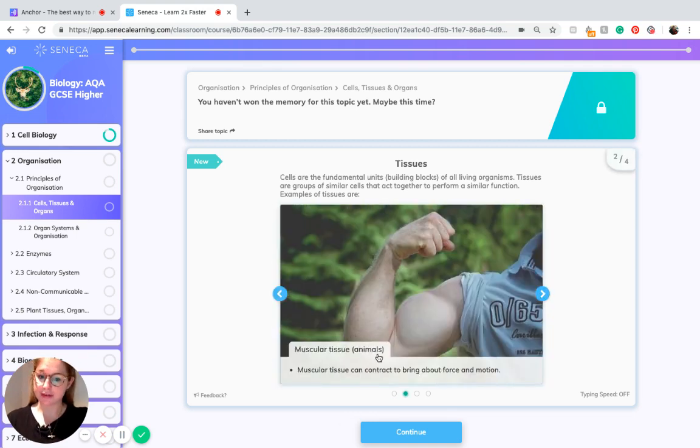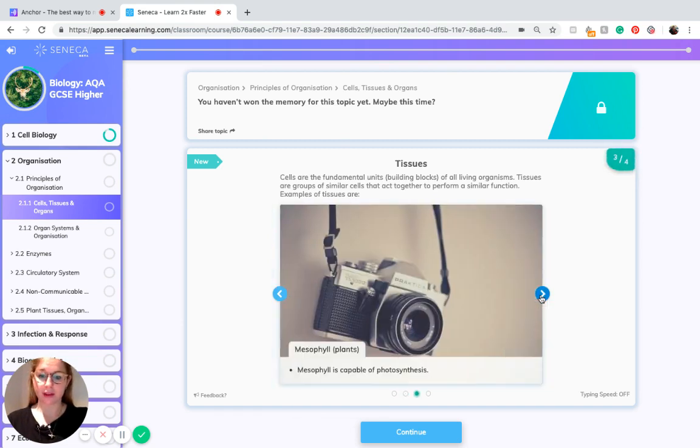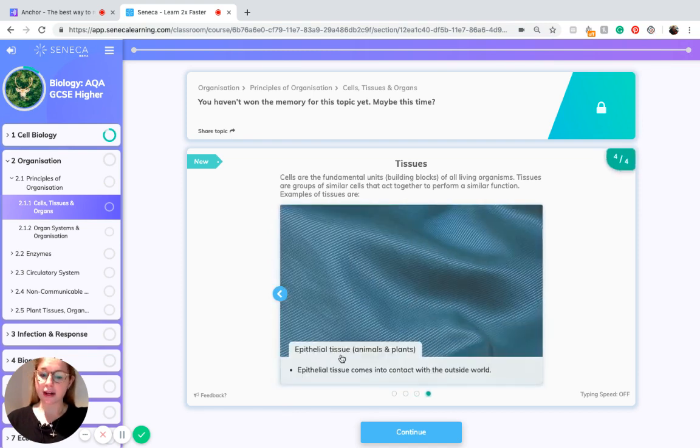Muscular tissue, which is found in animals. Muscular tissue can contract to bring about force and motion. Mesophyll tissue in plants. This is capable of photosynthesis. And epithelial tissue, which is found in animals and plants. Epithelial tissue comes into contact with the outside world. For example, our skin.